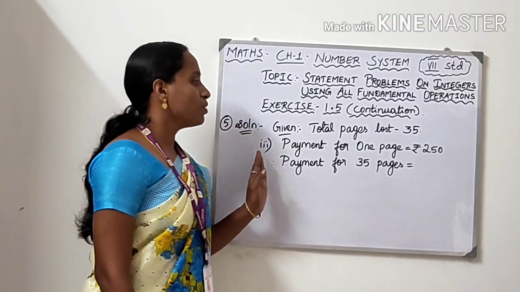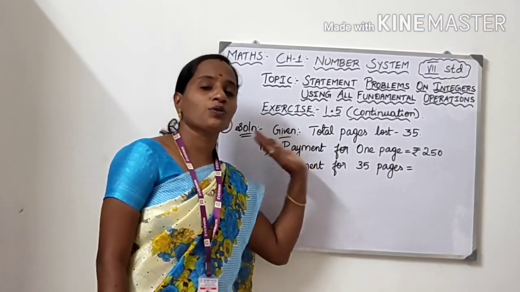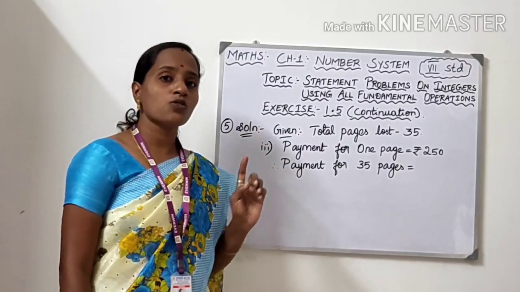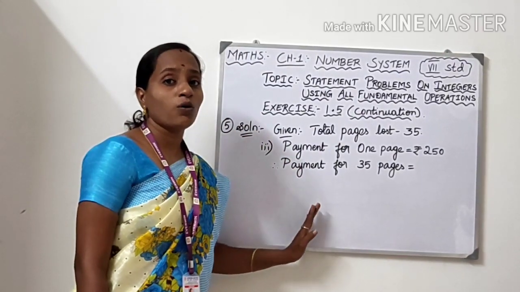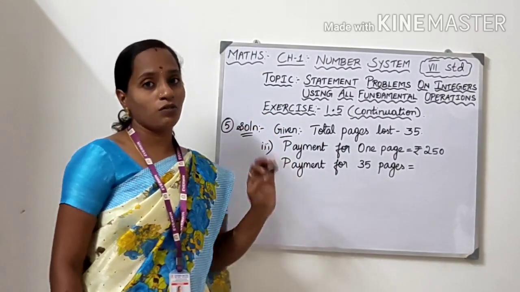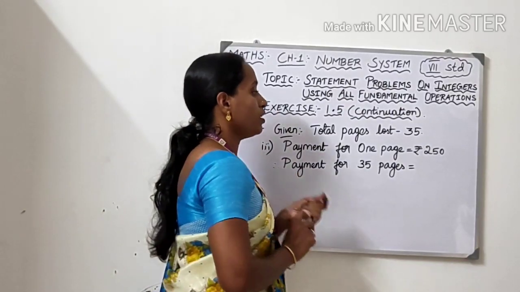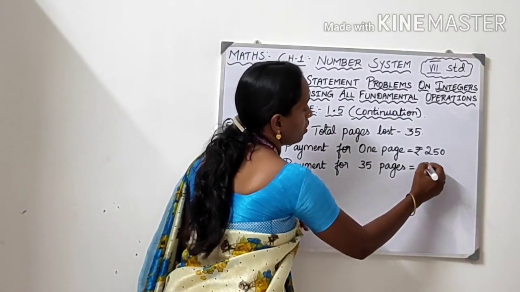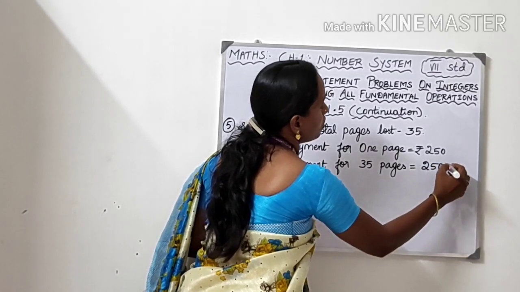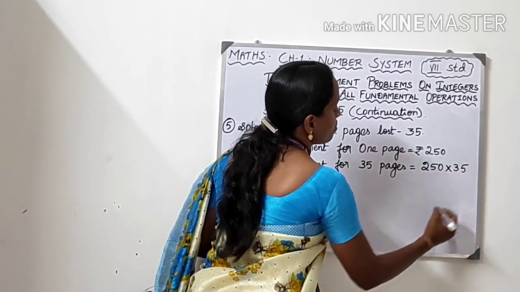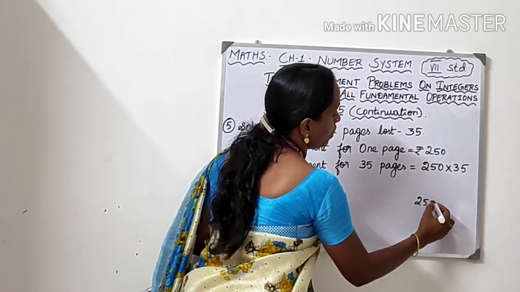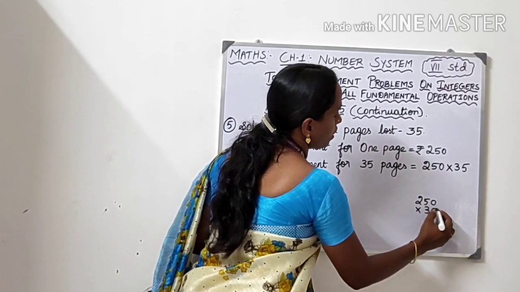Here we have the third subdivision. So from the question we come to know that payment for one page is rupees 250. We have to find out what is the payment for 35 pages. So we have to multiply. So 250 into 35. So let us multiply 250 into 35.